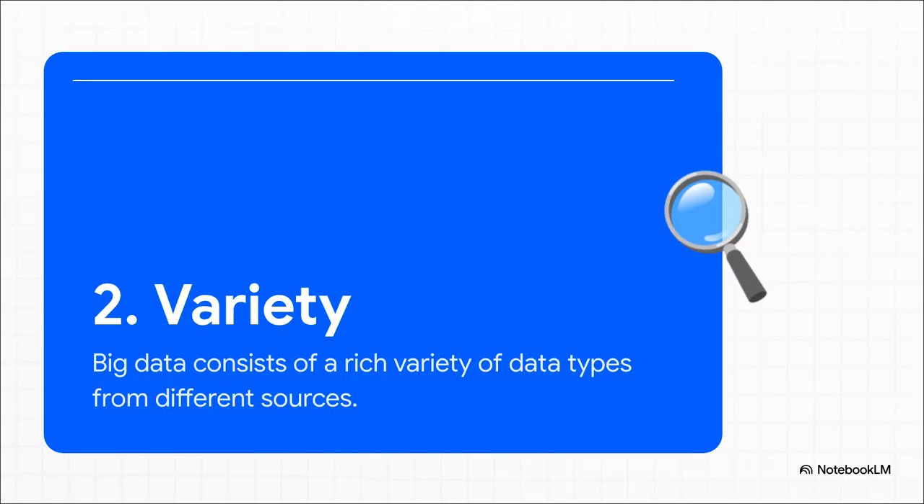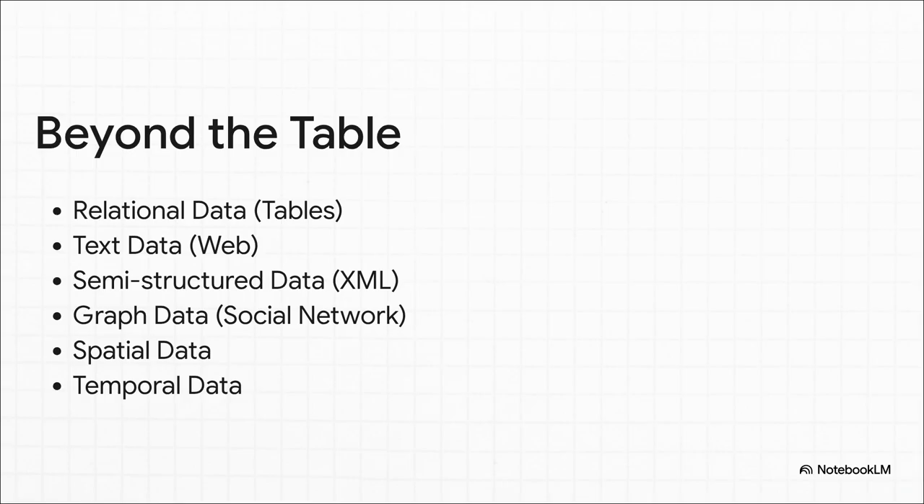The second V is variety, and this is so crucial. The problem isn't just the sheer size of the data, it's the unruly, messy complexity of it. Most of the data being created today is unstructured. It doesn't want to live in a neat little table. And this variety goes way beyond simple tables.